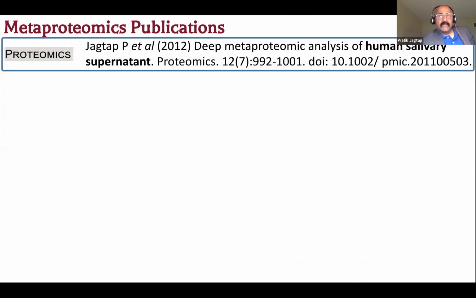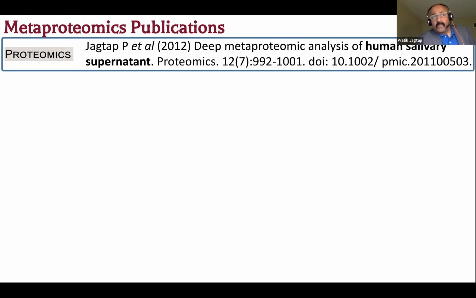So, based on this workflow and modifications of this workflow, we have published quite a few papers. One of the first ones that we published was in 2012, and this was basically looking at human salivary supernatant. One of the postdoctoral researchers in Griffin Lab had published a paper on human proteins present in human saliva. He had used an elaborate fractionation method to expand the number of human proteins that are detected.